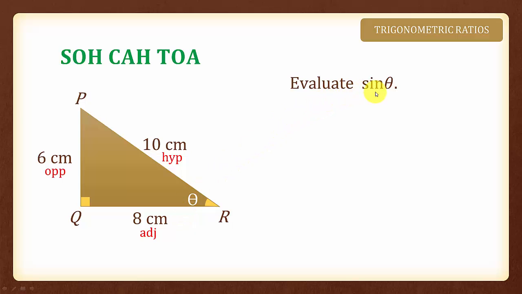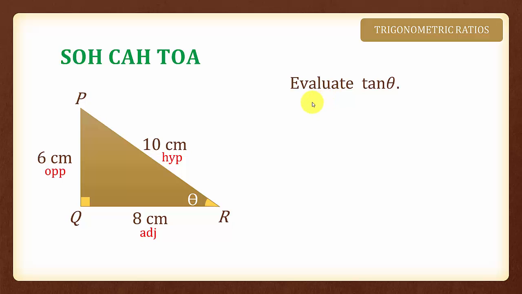In order to evaluate sine theta, we use sine theta equals opposite over hypotenuse. We now substitute in the opposite length and the hypotenuse, which is 6 over 10. Simplifying, we have 3 over 5. Next, we are asked to evaluate cosine theta. For cosine theta, we have adjacent over hypotenuse. Substituting in the values, we have 8 over 10. Simplifying, we have 4 over 5.